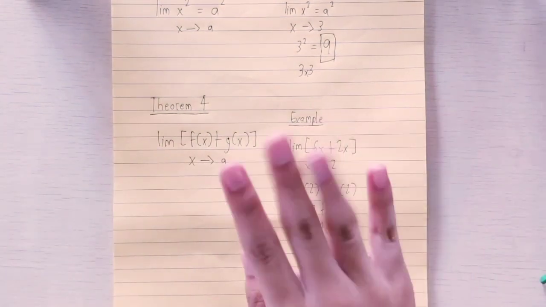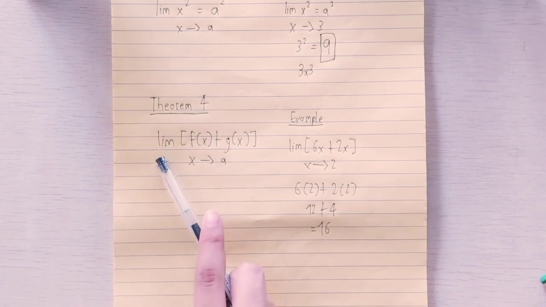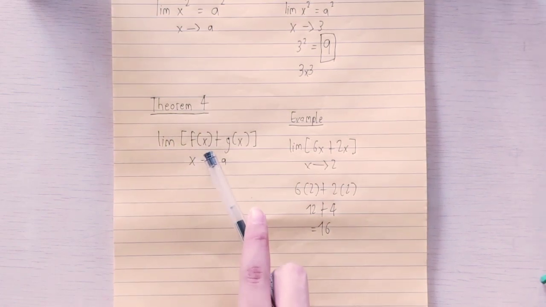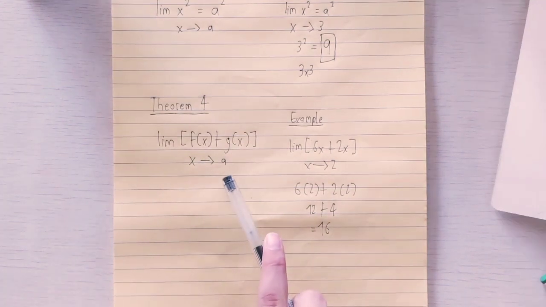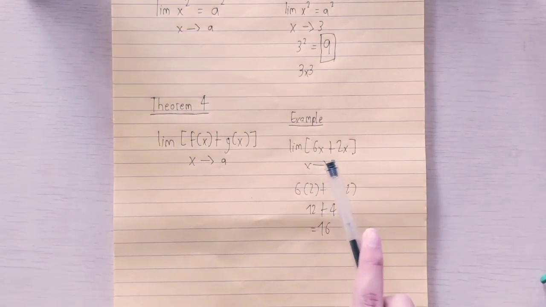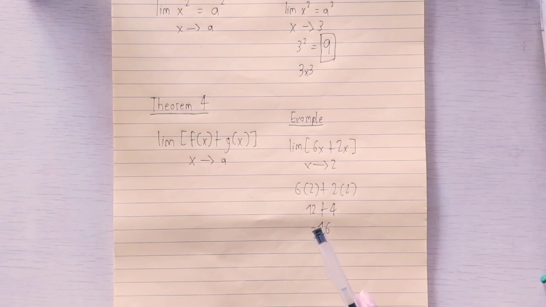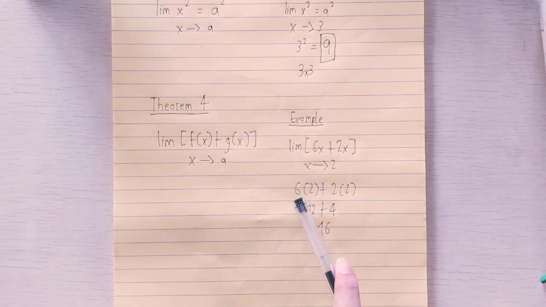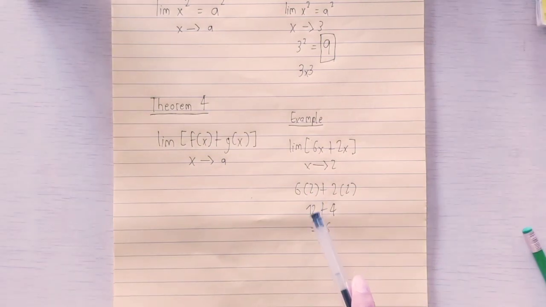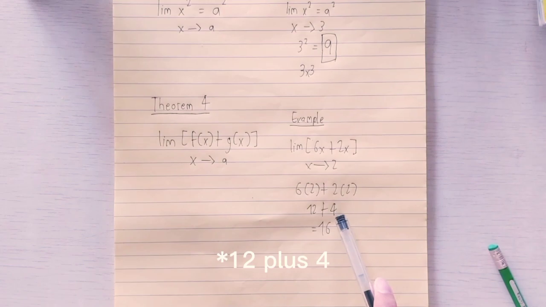I am now going to teach you theorem 4. Theorem 4 states that the limit of f of x plus g of x as x approaches a. Here's our example: limit of 6x plus 2x as x approaches 2. We're going to substitute again. So it will be 6 times 2 plus 2 times 2. 6 times 2 is equal to 12 and 2 times 2 is equal to 4. And 12 plus 4 is equal to 16.